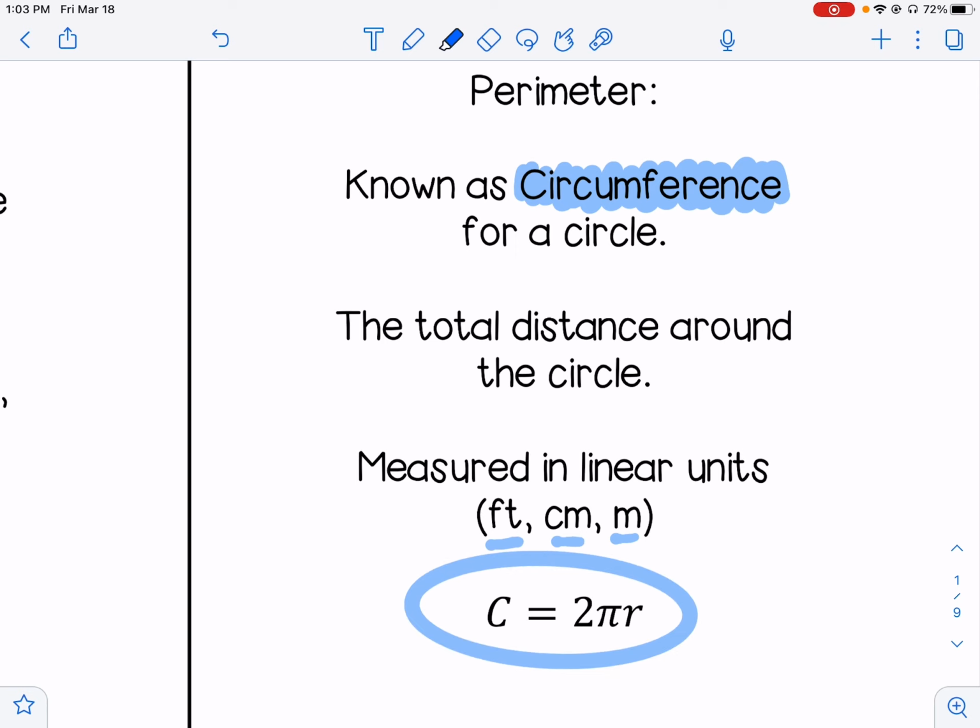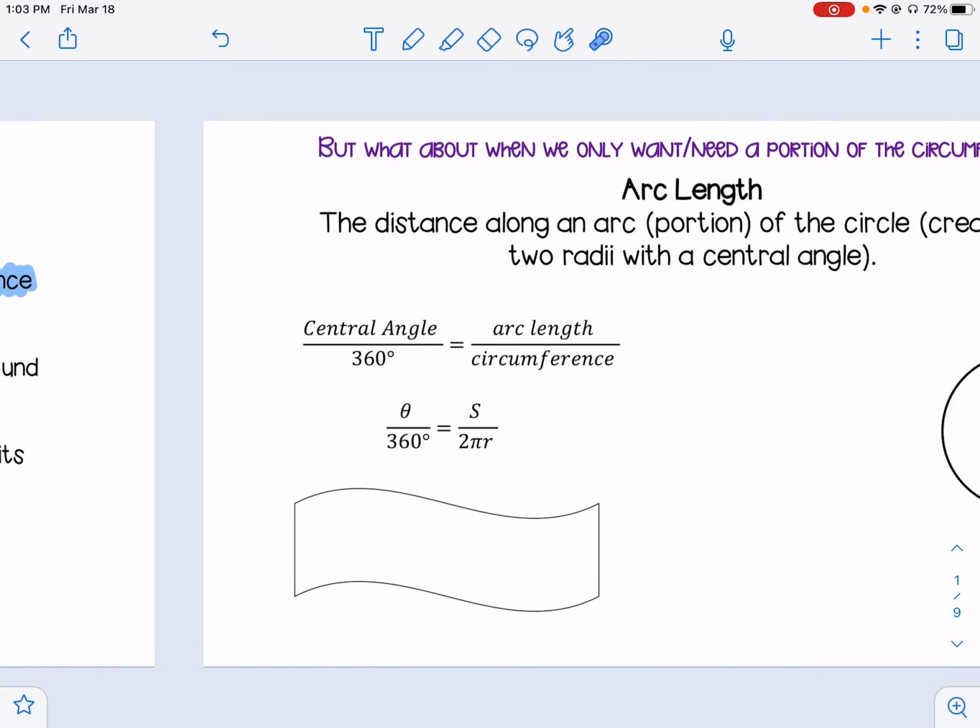The formula is the big part. The formula for the circumference of a circle is 2 pi r, where 2 is just the number 2. Pi is pi, which is approximately 3.14, but we'll be using the exact measure using our calculators. And then r representing the radius of the circle. And we know that the radius is the distance from the center of the circle to any point on the exterior of the circle. So as we talk about arc length, what we're really going to be doing is talking about a simple portion of the circumference.